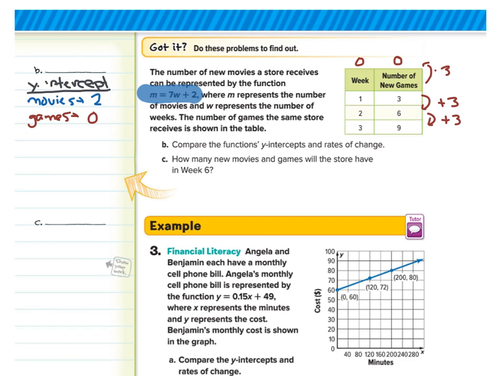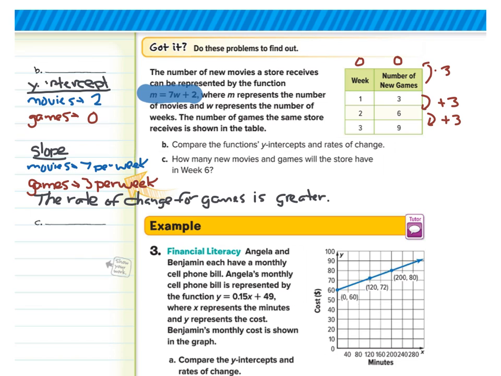Now what about the slope? For movies, we can pull that right here with the 7 next to the weeks. So this is going to be the slope of 7 per week for the movies. And with the games, we already did that with the table as we went up 3, so we can say 3 games per week. So the rate of change for movies is greater.